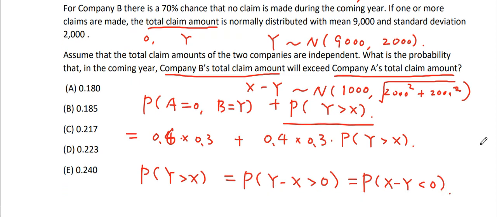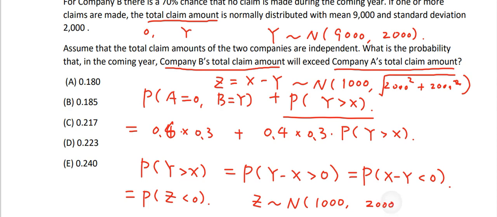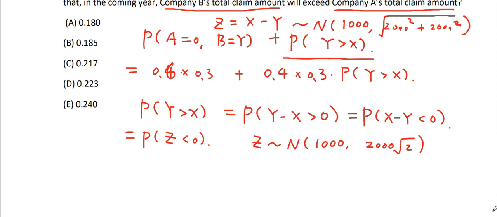Okay, so suppose this is Z. So we see this Z. So our probability is just Z less than 0, right? So what is this Z? Z follows this normal. Mean is 1000, and the standard deviation, take 2000 with the square root outside, so 2000 let equal 2, right? So this is the distribution for Z, so we can find the probability Z less than 0.